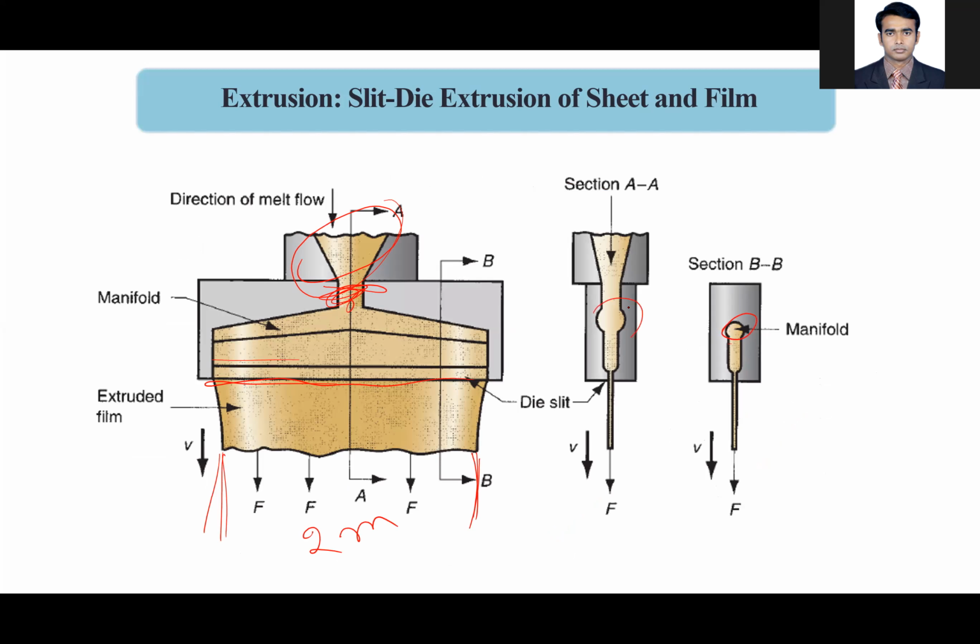The manifold is basically used for, if you look at the cross section from this side, then you'll see a cross section like that. After the screw, the material is collected in the manifold. Then the manifold spreads the material throughout this space, and then the material comes out of a small slit, and finally the very small die slit.